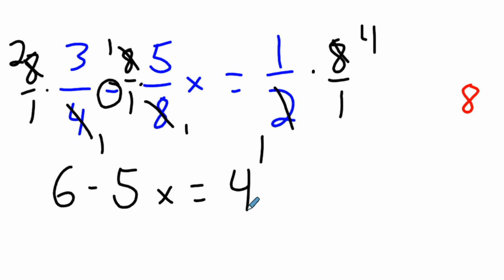This one looks a lot easier. Yes, it's a 2-step equation, but I'm pretty confident you can solve it from here. So we've got 6 minus 5x equals 4. And that's basically how we can clear a fraction.